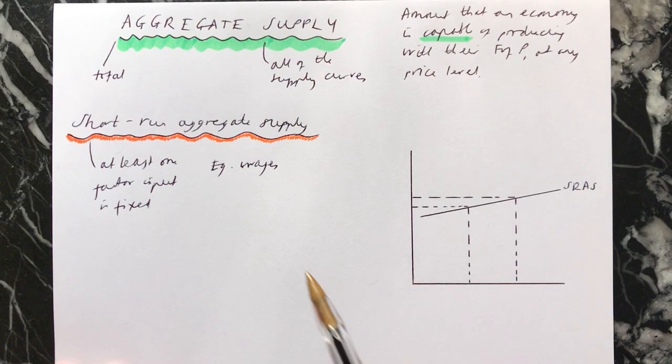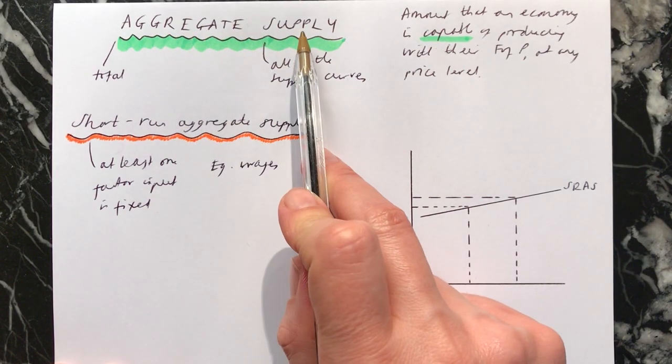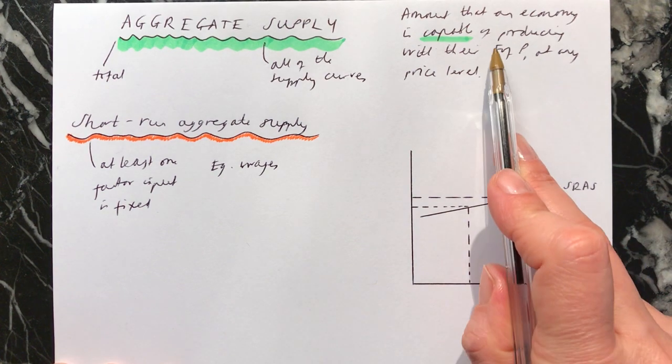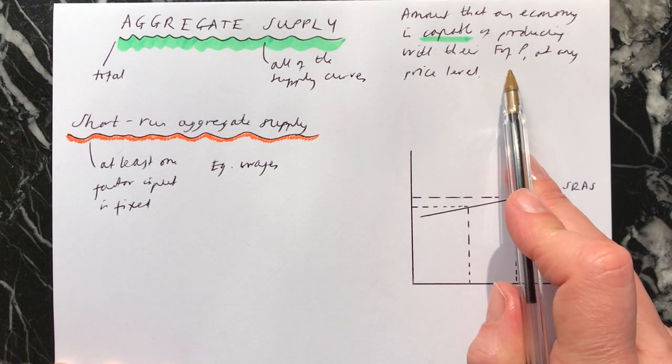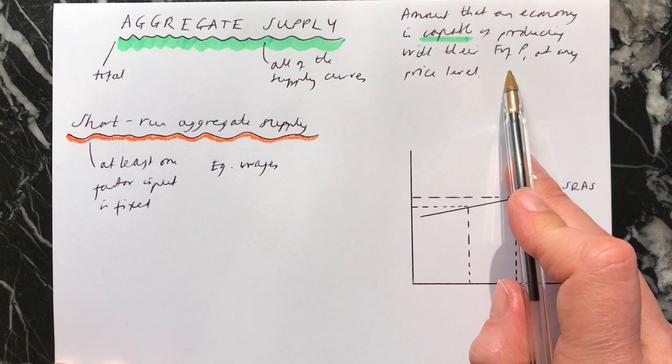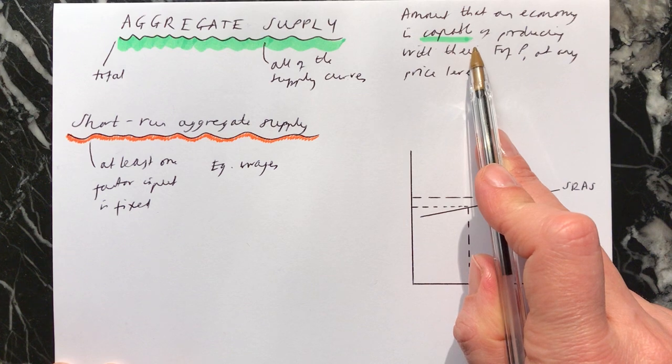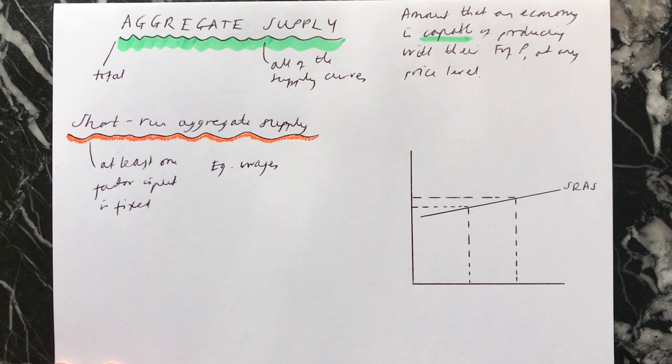Hi everybody, in this video we're going to look at aggregate supply. This means the total amount that an economy is capable of producing with their factors of production at any price level. And it's very important that it's what they're capable of producing. It's not necessarily what the economy is producing, it's what they could produce.